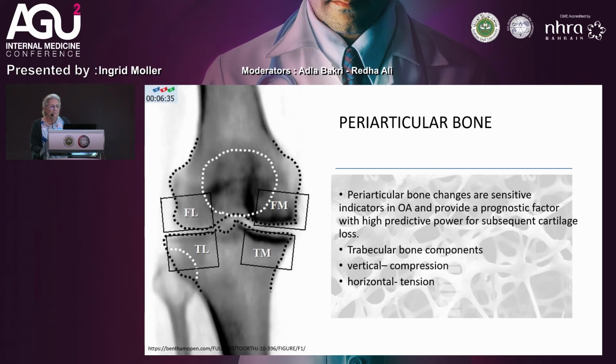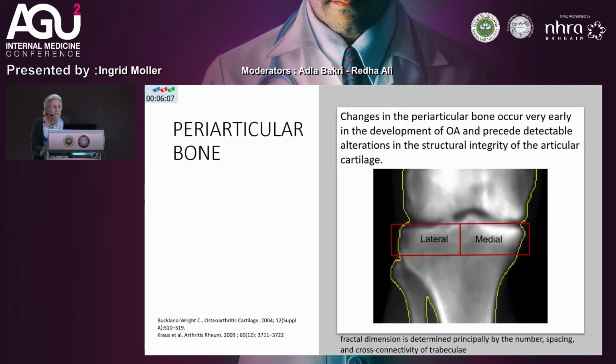About the periarticular bone, there is an increasing importance of the periarticular bone, where we can evaluate the trabecular bone components. We know the importance of the vertical components in the sense of compression, and the horizontal ones that are the ones resisting the tension. So it gives us some information about the mechanism of injury in the bone.